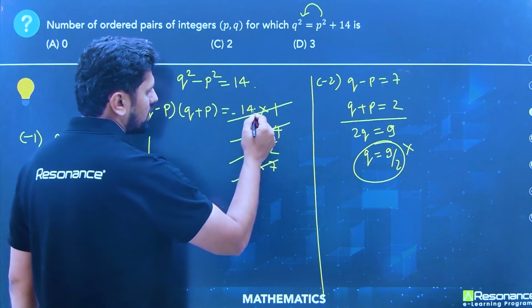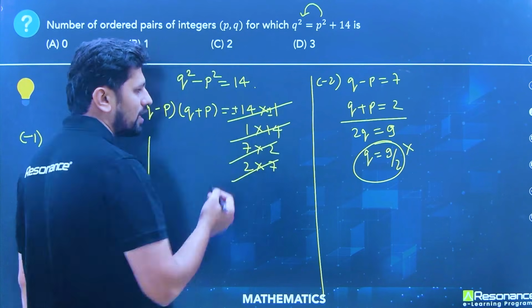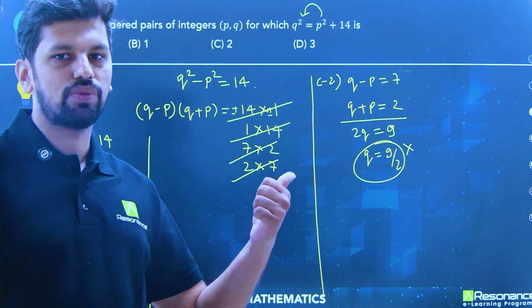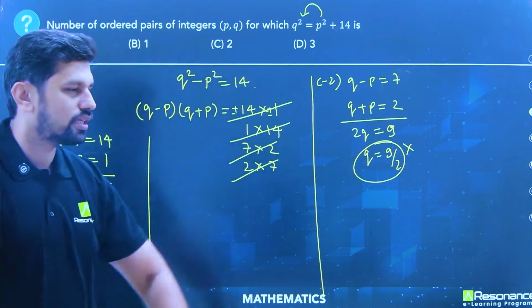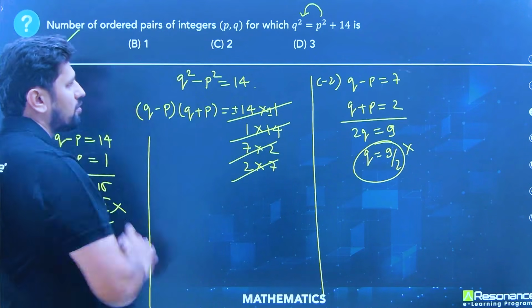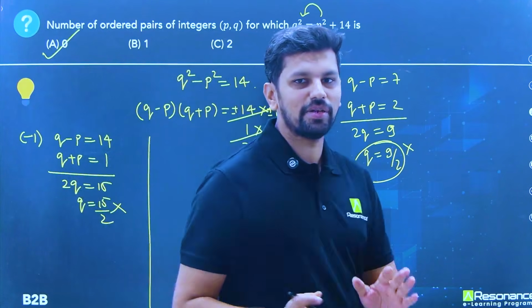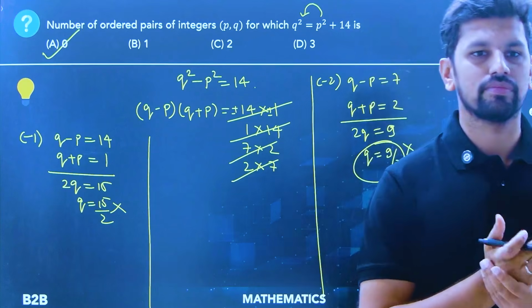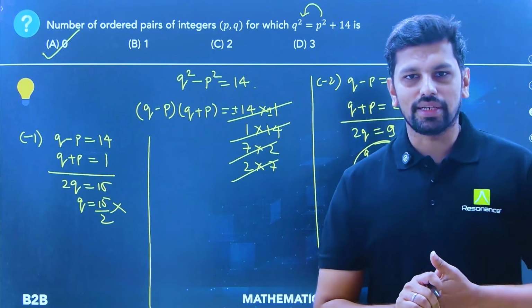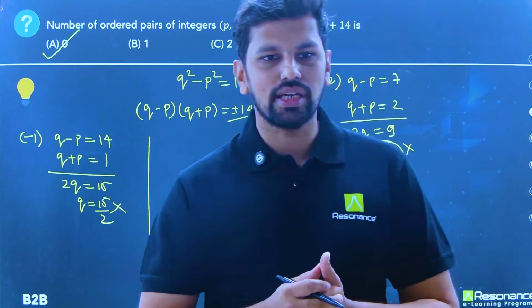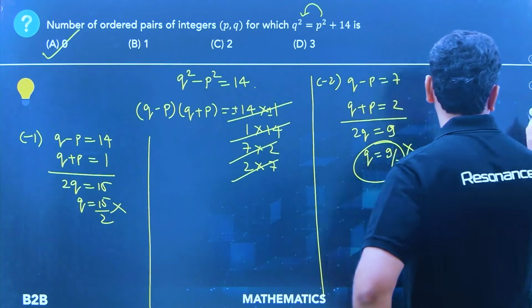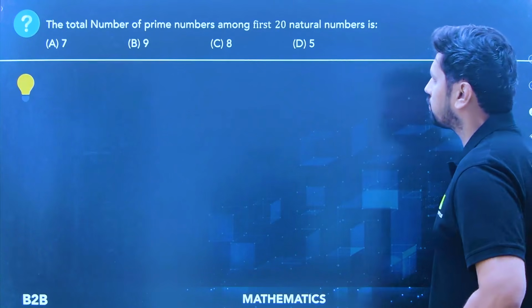Same will happen for the negative signs also: minus 14, minus 1, minus 1, minus 14, minus 7, minus 2. So nothing will come from here. Answer will be 0. Option A is correct. Very good. Is it clear? Yesterday we did a lot of practice on these types of questions. So let's move on to the next one.